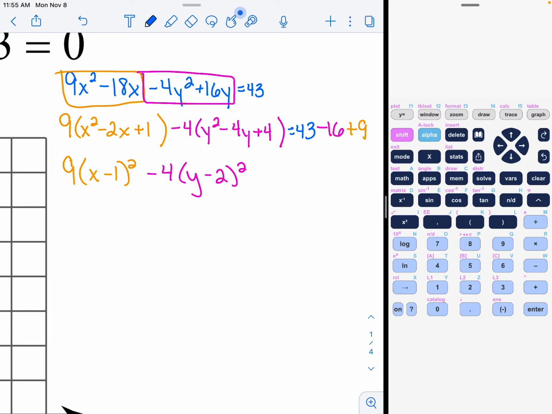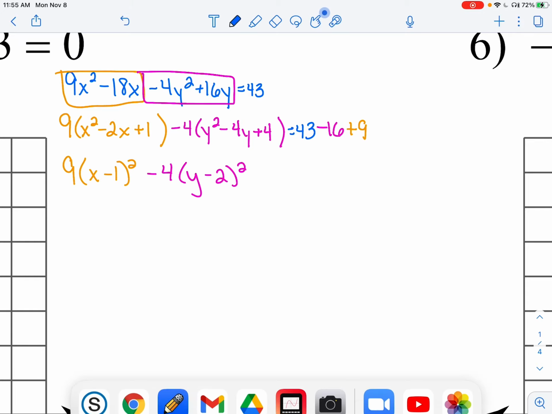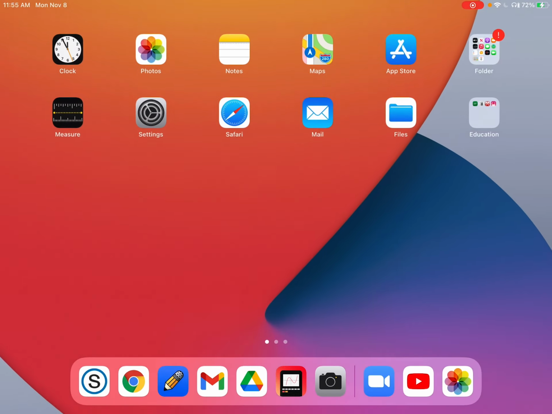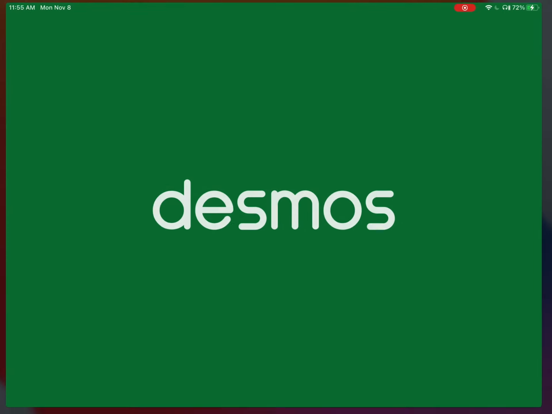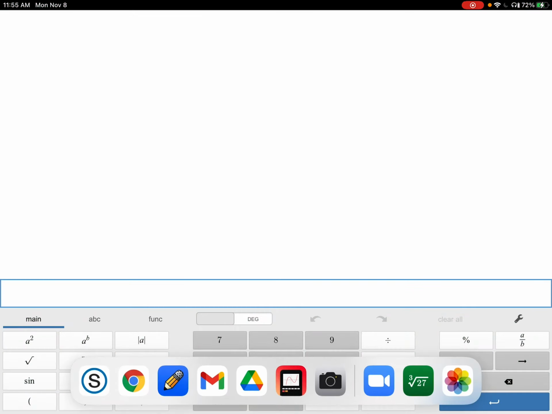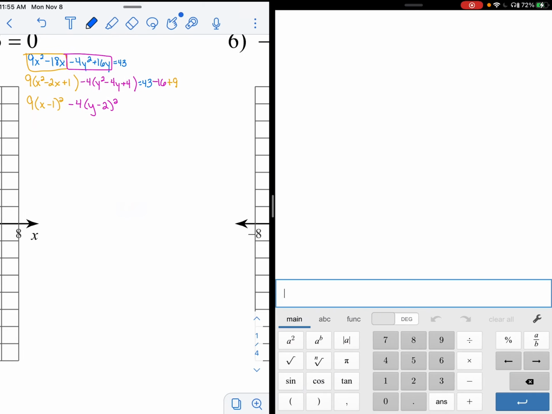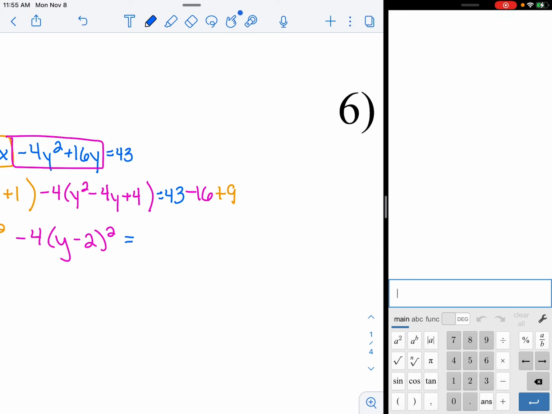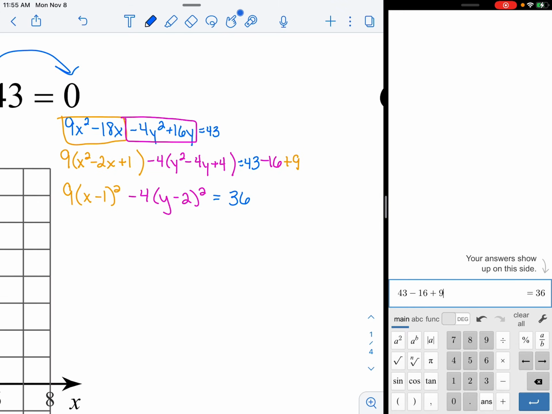My calculator's not working. I don't want to chance this, so I'm going to get a calculator. One would think that I'd be embarrassed that I can't do the subtraction in my head, but I'm really not. Okay. Equals 43 minus 16 plus 9. Okay, so 36. Oh, yeah, we like that as a perfect square.